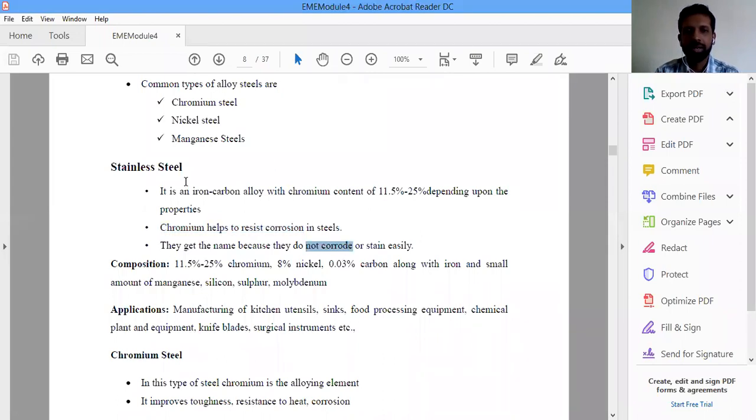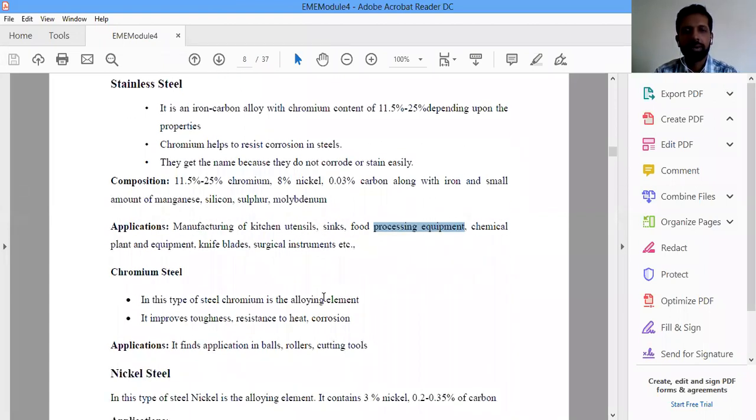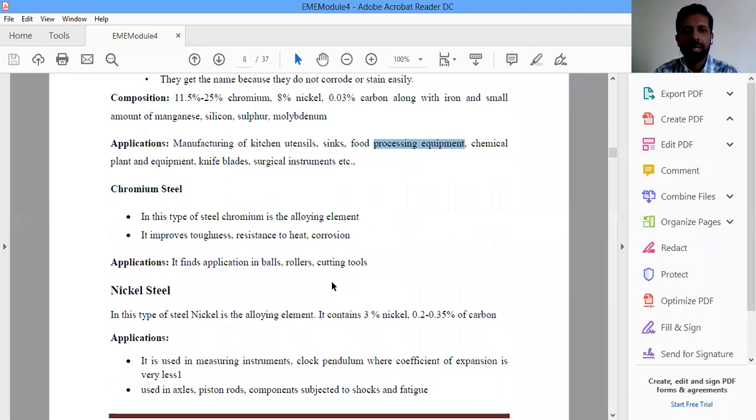So the major constituent after iron is chromium in this case. Also it will have some portion of nickel and carbon in it. In manufacturing, it is applicable in kitchen utensils, sinks, and food processing equipment. Sometimes in the food processing industries they will have huge tanks and all those things, and they will all be made of this particular type of material. Okay, right?